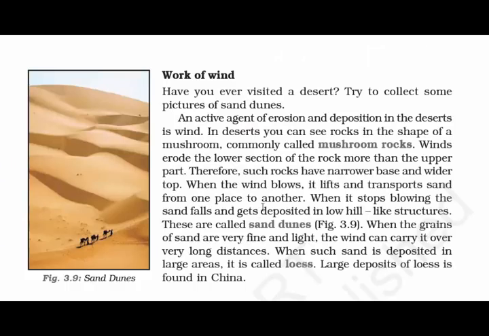And last but not the least, let's read about the work of wind. Another type of agent of erosion and deposition is the wind. Now usually in deserts you'll see the shape of the rocks are mushroom types. So they are called mushroom rocks. The reason they are called mushroom rocks is because the wind takes away the lower section of the rock more than the upper part. Therefore such rocks have narrower base and wider top. So when the wind blows, it takes away the sand from one place to another, and when it stops, the sand falls, is deposited and becomes a low hill.